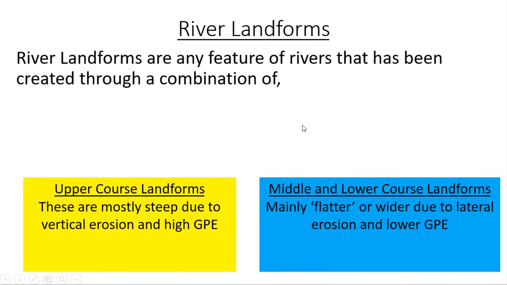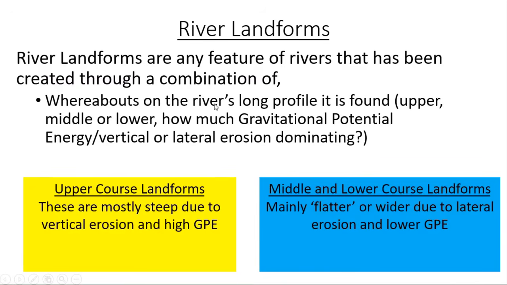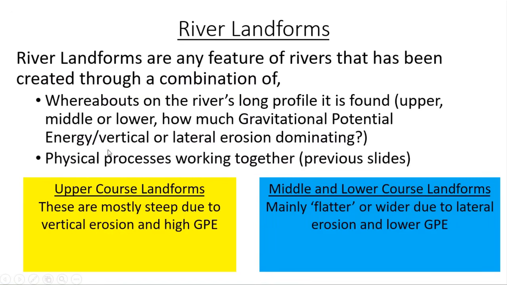So, river landforms. So any feature of a river that's been created through the combination of whereabouts along the river profile it is. So is it upper, middle or lower course? So this is a bit different to the geology thing. This is more about how far away from the sea it is. So therefore more gravitational potential energy. Alongside that, you've then got your physical processes menu working together.